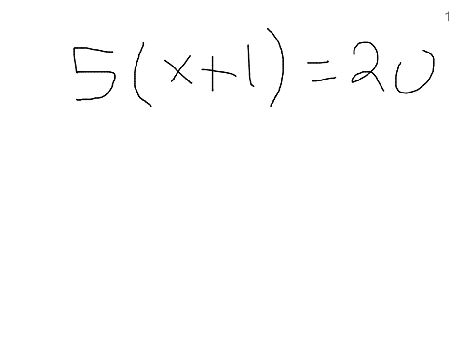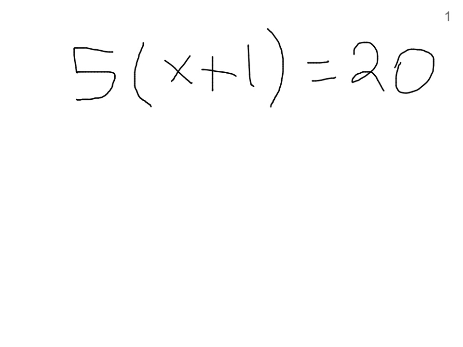We have 5 parentheses, which really means what? Good. Times. So we have 5 times x plus 1, and we're going to set that equal to 20. Alright, so here is what we're going to do in this case.